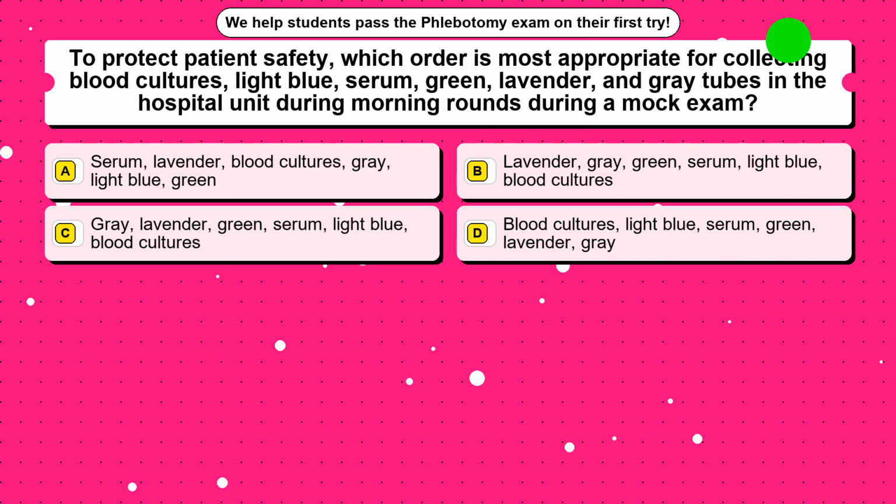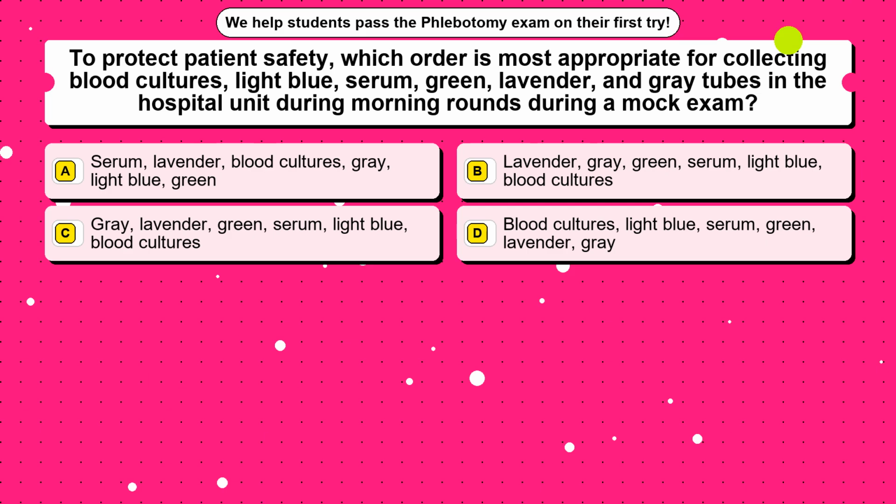Question 47. To protect patient safety, which order is most appropriate for collecting blood cultures, light blue, serum, green, lavender, and gray tubes in the hospital unit during morning rounds during a mock exam?